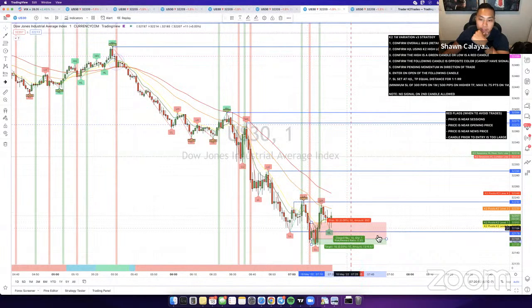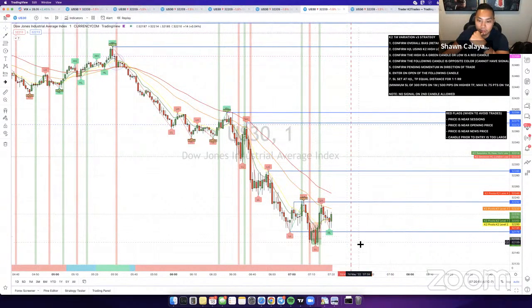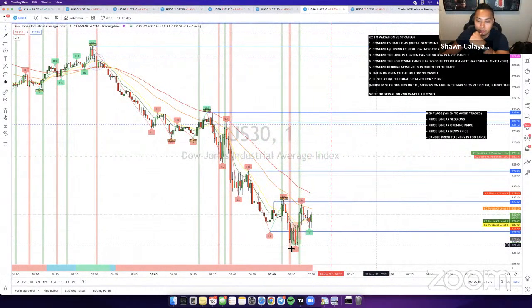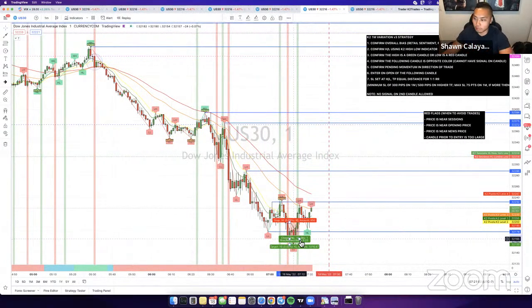it looks like it might have hit TP. Not sure. Because it looks like it came up a little bit and it came down and hit TP. I guess for some people it would have hit TP, for some people it didn't. Let me see over here real quick.